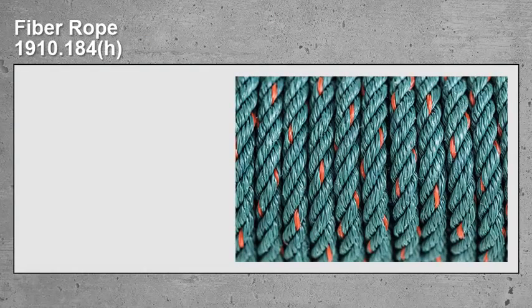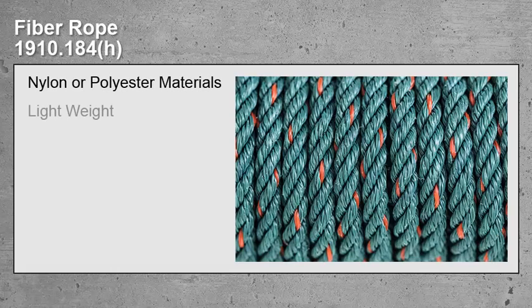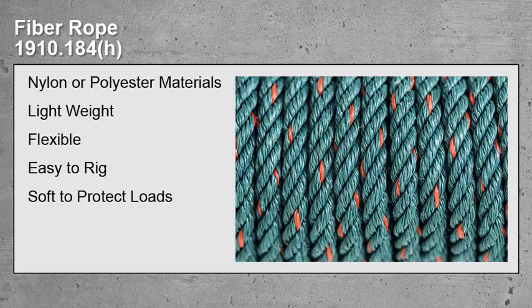1910.184H covers fiber rope slings. These are generally made of nylon or polyester materials and are lightweight, flexible, and easy to rig. This type of sling is also soft and will protect loads from abrasions.